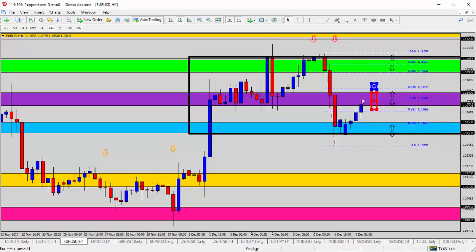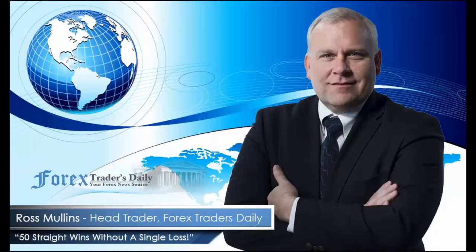So for the time being, you're watching for some price action around this purple zone, looking for sellers to step back in and drive it lower, or the breakout and buying pressure for the euro dollar today. From Forex Traders Daily, this has been your daily analysis with Ross Mullins.